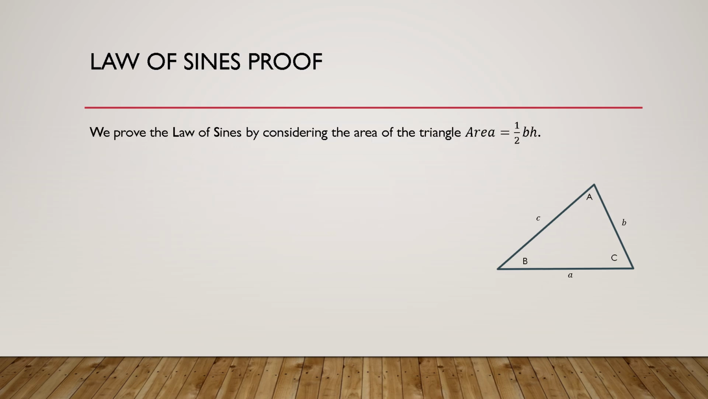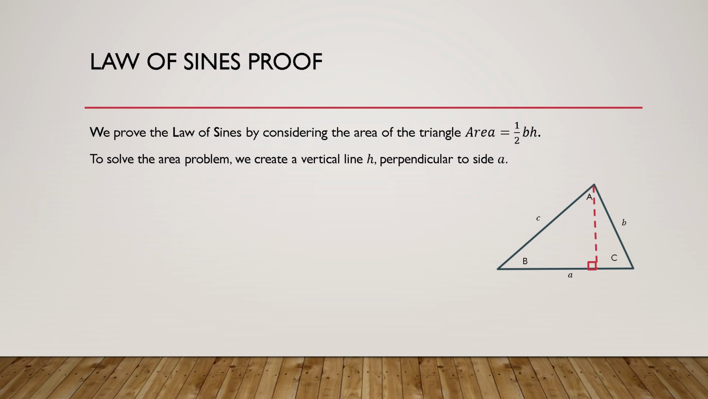We prove the law of sines by considering the area of the triangle, which is equal to 1/2 the base times the height, remembering that the height must be measured perpendicular to the base. For the given triangle, let's start by selecting side A as the base. To solve the area problem, we must create a vertical line H perpendicular to side A. We'll designate this height h1.